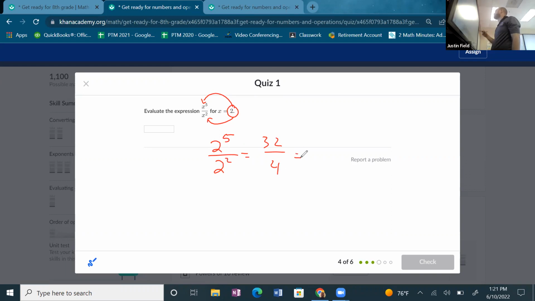Hey, and 32, wait a minute. I might be wrong there. 2, 4, 8, 16, 32, 64. 2 to the 5th is 1, 2, 3, 4, 5. Oh, it is. I was right, I think. So the 32 over 4 is 8. So the final answer would be 8.